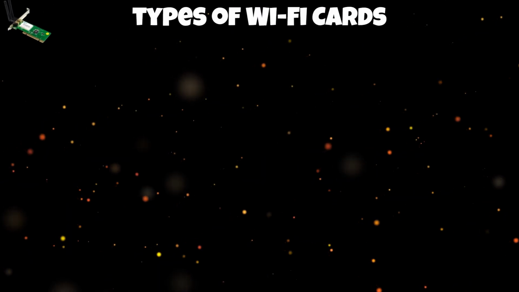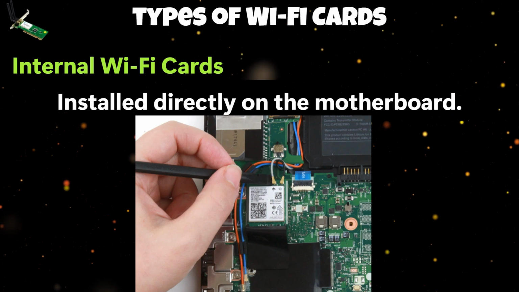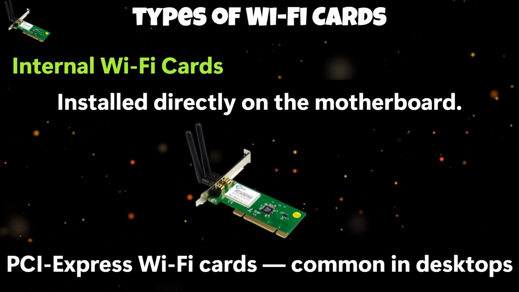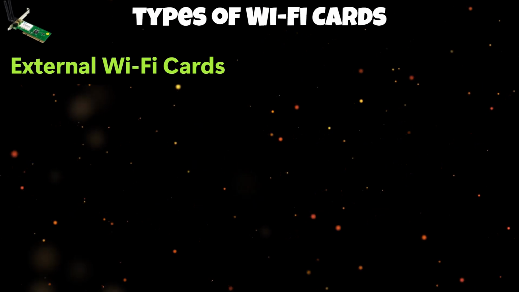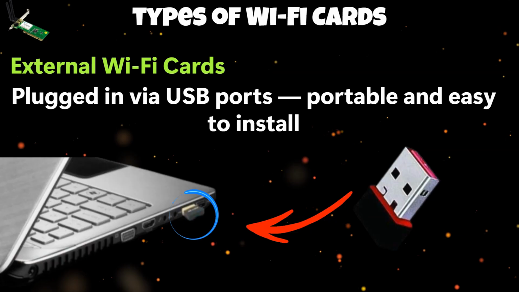Let's see the types of Wi-Fi cards. Internal Wi-Fi cards. Installed directly on the motherboard. For example, PCI Express Wi-Fi cards, common in desktops. External Wi-Fi cards. Plugged in via USB ports, portable and easy to install.